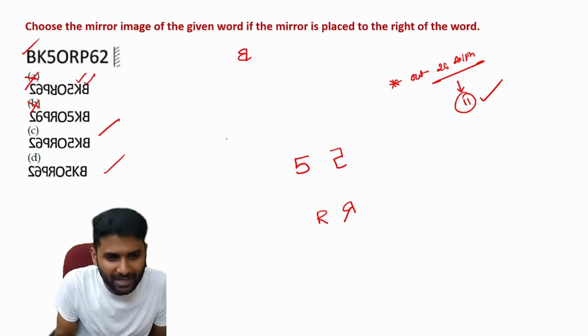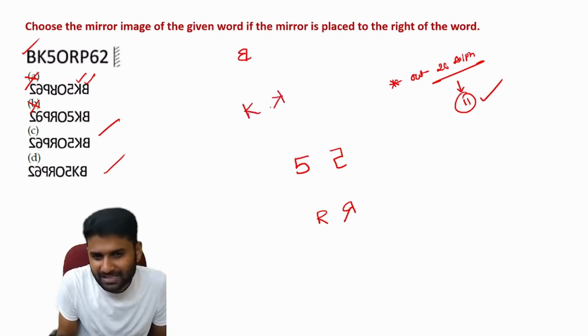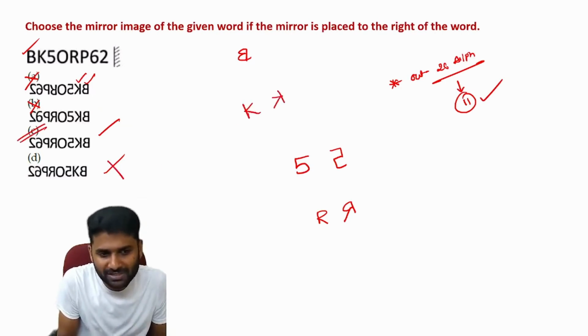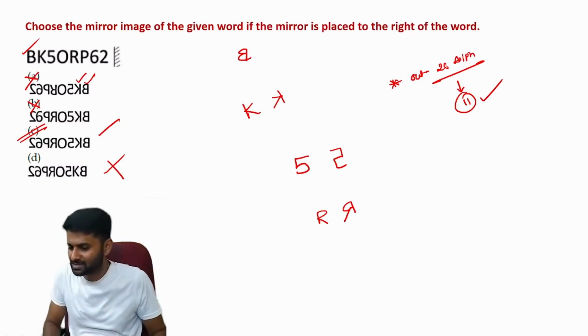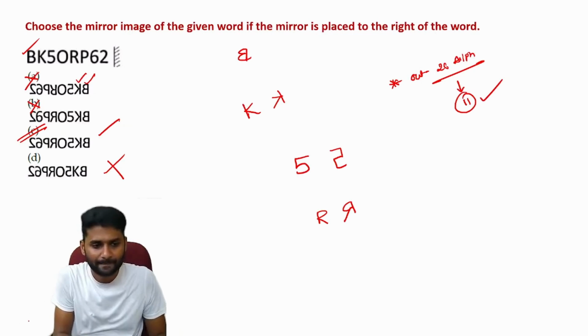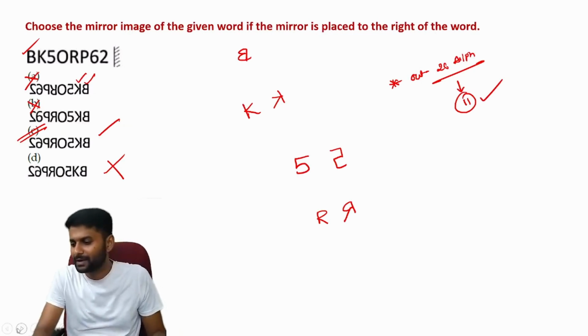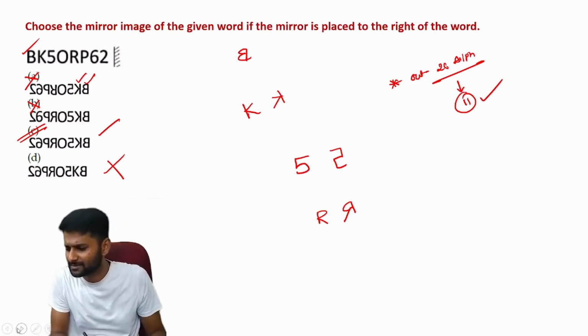Guys, K should be in reverse order. K should not be the same. K should be in reverse order. So option C is the correct answer. Go through the option verification. That is my suggestion. Letter by letter, if you compare all the options, you will be able to choose your option within the time limit.